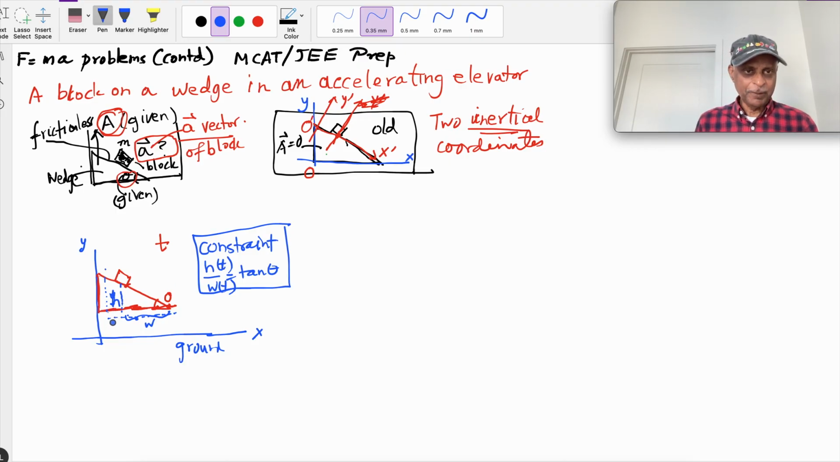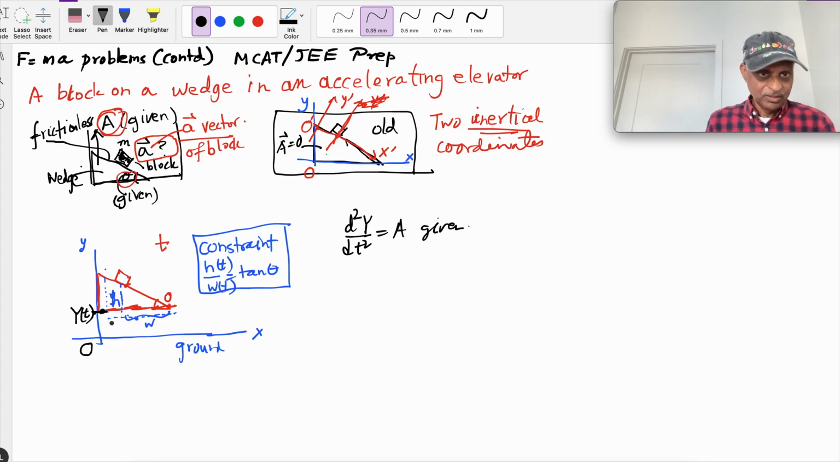So let's see. There are several ways to set this up, and the one I'm going to do may not be the most natural way for you. This is the origin, and this level I'm going to call capital Y. Of course, this is a function of time, and d squared capital Y over dt squared is a, and that's given.